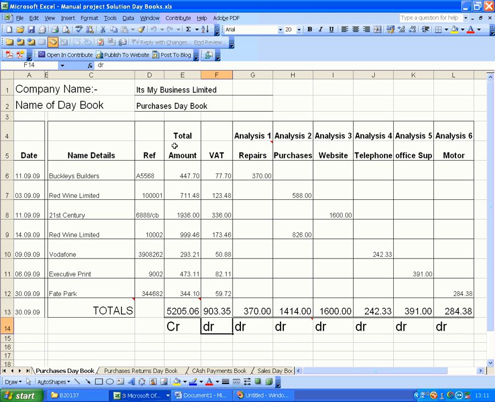We started off by entering source documents into the purchases daybook. When we totaled the total column, we have already established that this should agree to the total of the analysis columns. We then had to determine, using the debit and credit synopsis, what were debit postings and what were credit postings.